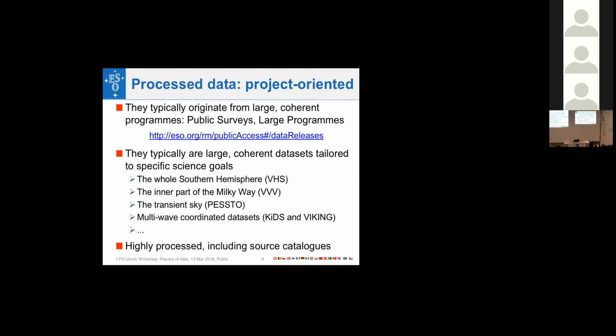The other characteristic that they have is that they are coherent data sets. Okay, for example, you have one that covers the whole Southern Hemisphere. These are just the names of the projects, the acronyms of the project that generated them. Or the whole bulge and disk, inner disk of the Milky Way. Or a survey of the transient sky, supernovae, novae, whatever, it's there. In some cases, also coordinated observations across wavelengths. The important thing here is that they are coherent data sets, if that suits your needs.